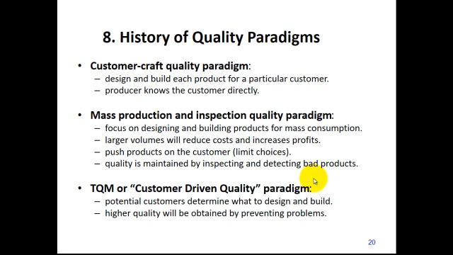History of quality paradigms. There are three paradigms in the quality. First is the customer craft quality paradigm. Design and build each product for a particular customer. A producer knows the customer directly. It is the start of the quality paradigm, in which manufacturers only target few customers, and those customers were very choosy.